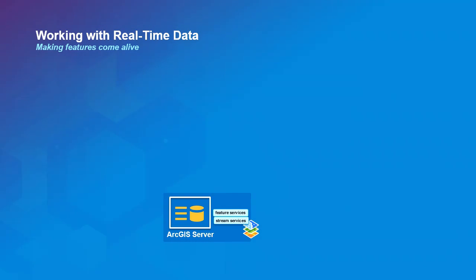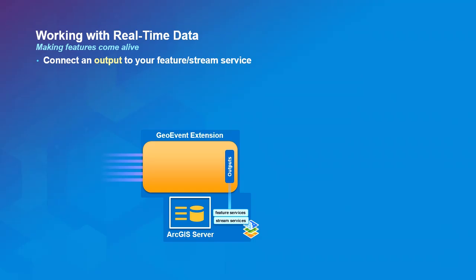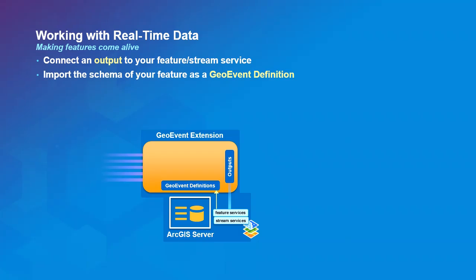So how do you work with real-time data in ArcGIS? Let's take a look at the high-level steps for bringing the features come alive. The first step in this process is to create an output connector to connect to your feature service or your stream service. Once you have your output in place, you need to import or create your GeoEvent definition. Now, what is a GeoEvent definition? It is a schema of your underlying incoming data along with their attributes and their data types. It's a component of GeoEvent that tells what the input is going to be.